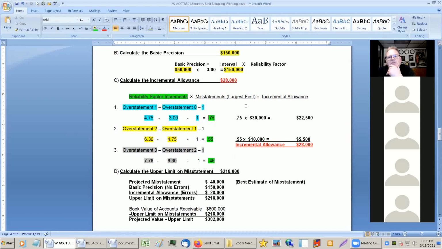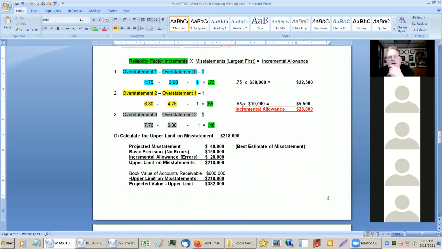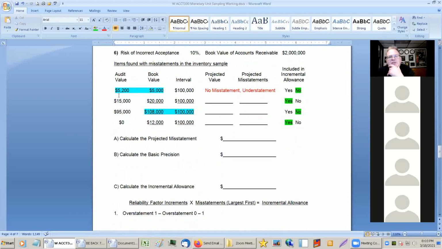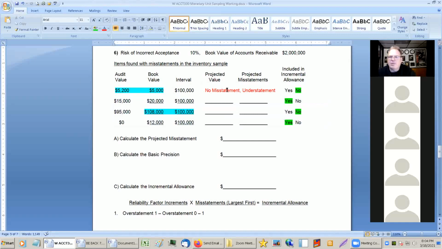Any more questions or anything else you want to see? All right, so down here, these are the ones that are going to have misstatements. The first one will not have a misstatement. It's an understatement, and we're only looking for overstatements in this method. So it's like going fishing and catching a boot, and you don't throw the boot back in the water. You probably throw it in the garbage can. The idea is that that's not what you're looking for. You're not going to keep it.